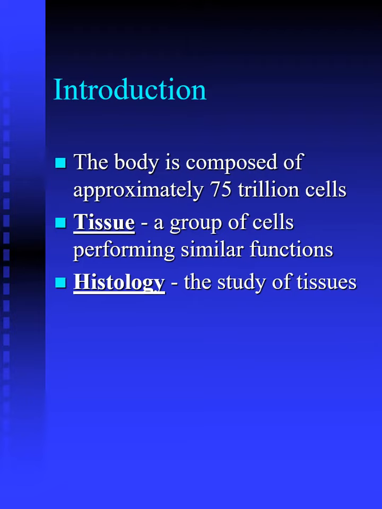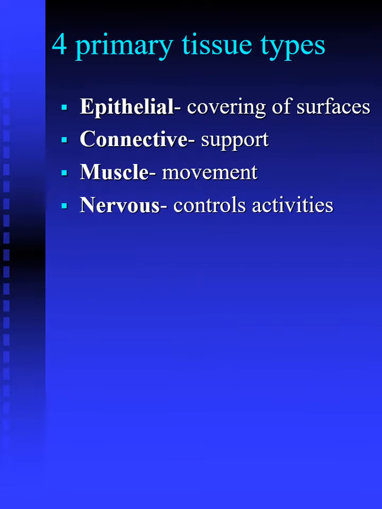Now there's a special branch of biology called histology, which is the study of tissues. And a lot of histology is used for different pathologies of diseases. The four main types of tissues that we have are epithelial, connective, muscle, and nervous. So epithelial tissue covers surfaces, lines the inside of organs, as well as body cavities. Connective tissue is responsible for protection, binding together, and support of organs.